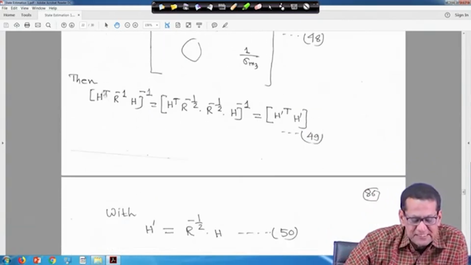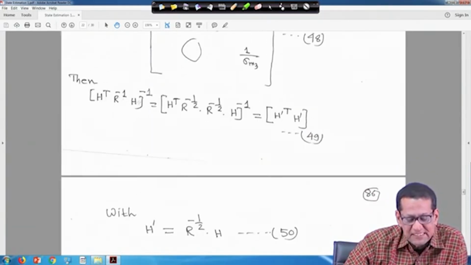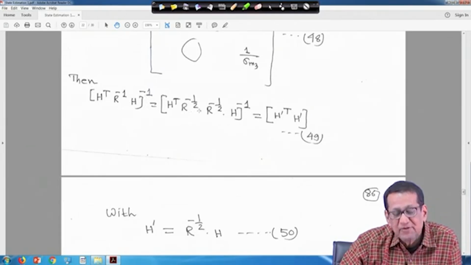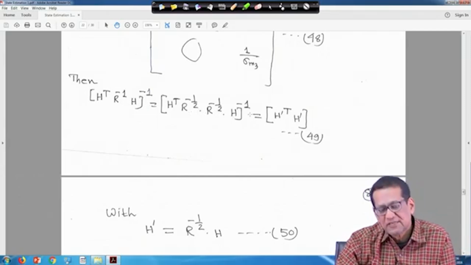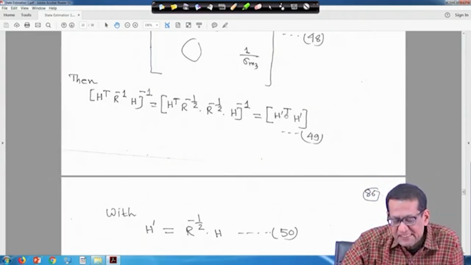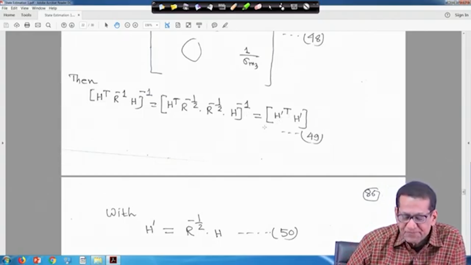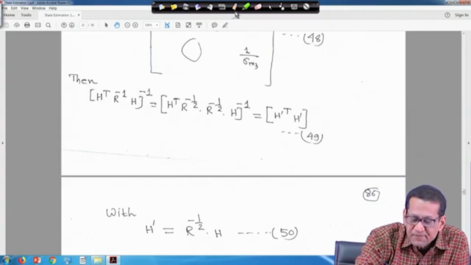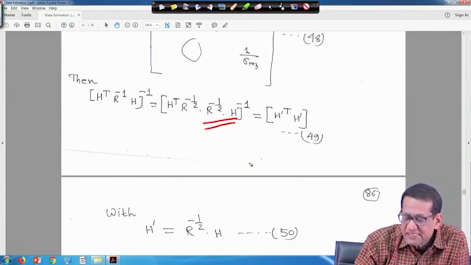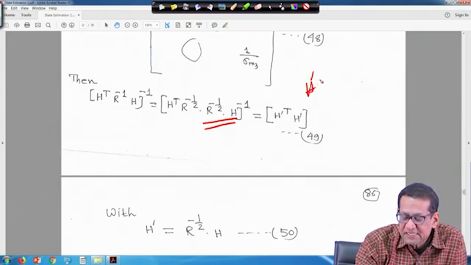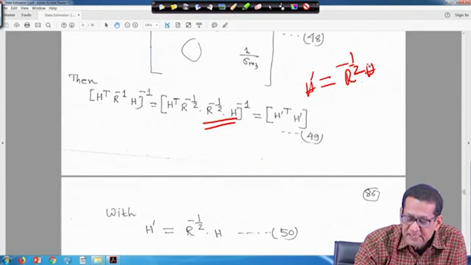Therefore, H transpose R inverse H whole inverse can be written as H transpose R to the power minus half into R to the power minus half into H, whole to the power minus 1. That can be written as H dash transpose H dash, if you assume H dash is equal to R to the power minus half times H.